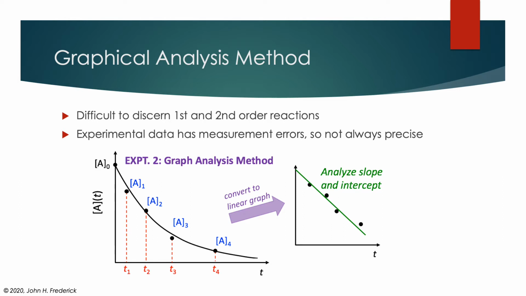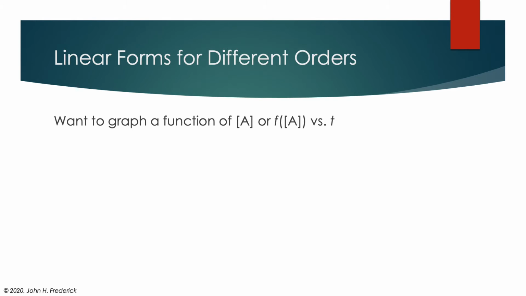And so the whole idea is that if we can make our theory look like a linear graph and then take our real data, manipulate the data to fit that theory, if it fits a line, then we're going to suppose that the data actually represents that order of a reaction. So we need to figure out exactly how we do that depending upon what we're supposing the reaction order to be. So what we want to do is graph a function of the concentration versus time.